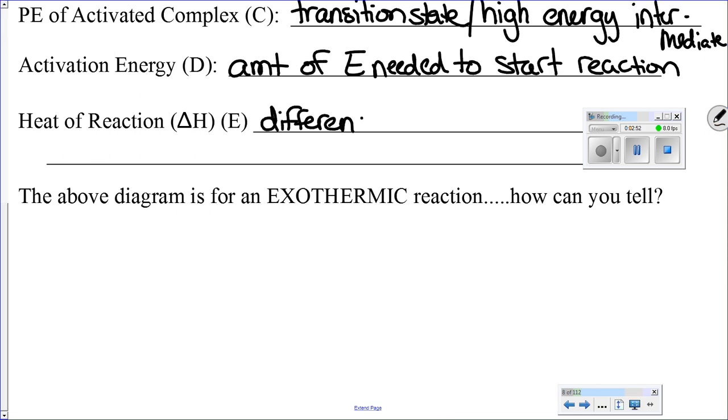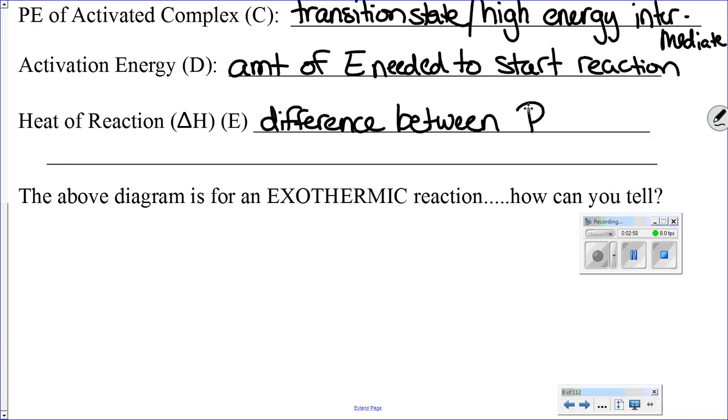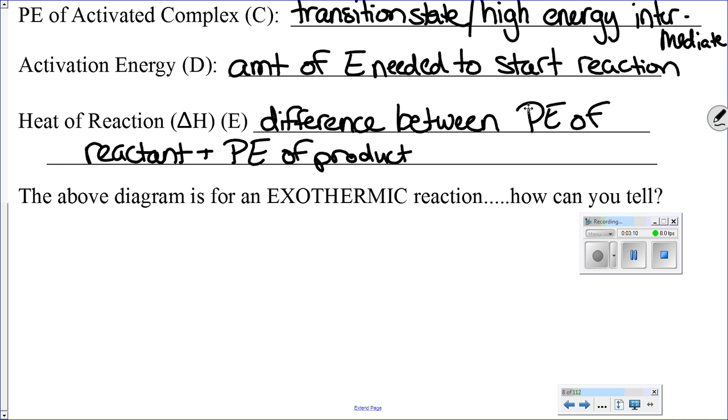The heat of reaction is the difference between the PE of the reactant and the potential energy of the product. This is a net energy change, and this can be a gain or a loss.